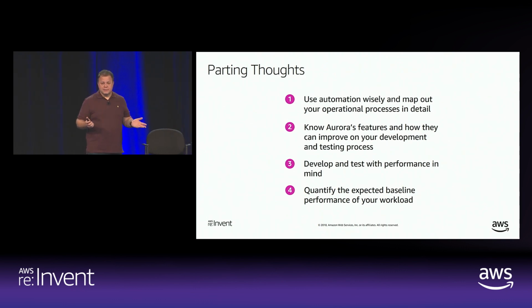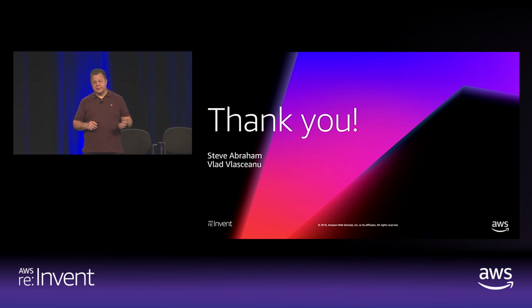So some of the parting thoughts that we just want to recap with you is that, as Vlad was pointing out, you want to use automation wisely and map out your operational processes in detail so that you can make intelligent choices between using the more descriptive tools, like CloudFormation and Terraform, versus procedural deployments. You want to know Aurora's features, how they can improve your development and testing processes, develop and test with performance in mind, and then quantify your expected baseline performance of your workload so that you know what you're working toward.